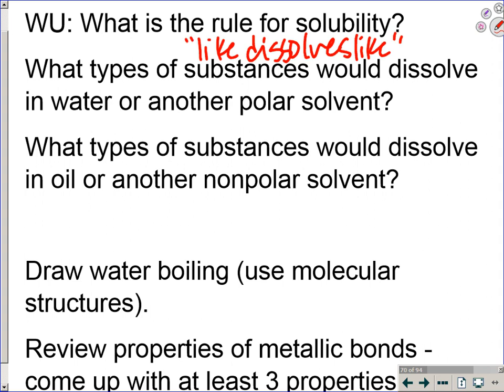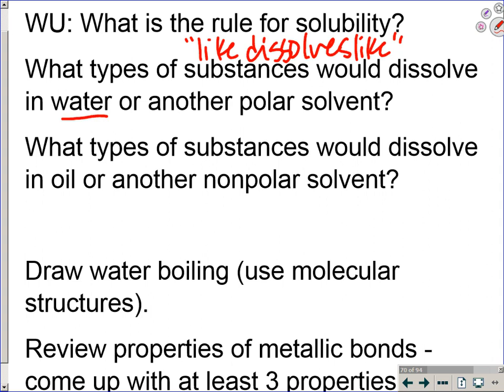What things don't dissolve each other? Polar and non-polar. They just don't interact very well. They can interact really weakly, like you guys saw in the intermolecular force exercise yesterday. They can interact a little tiny bit with London dispersion, but it's just not very strong, and so they don't really interact well.